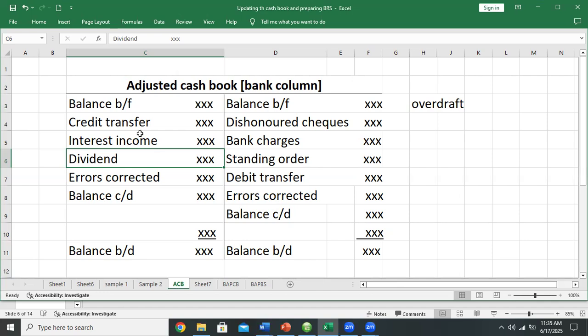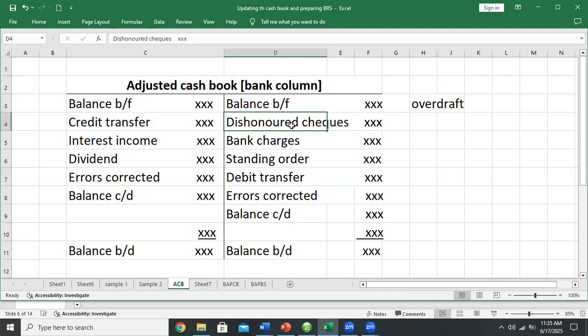You debit. Now, all these ones, bank charges, standing order, debit transfer, per the explanations I gave, these are also payment. Bank charges means you are paying the bank because they are giving you some services. Standing order means you are instructing the bank to pay. Debit transfer means the bank is making some statutory payment, okay, on your behalf, the e-levy example I gave, right? So these are also payments. And in your cash book, what do you do to payment? You credit them.